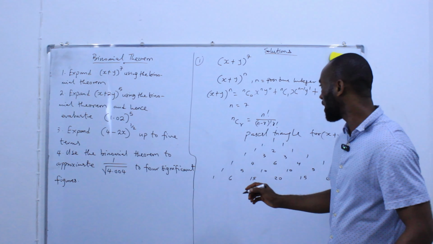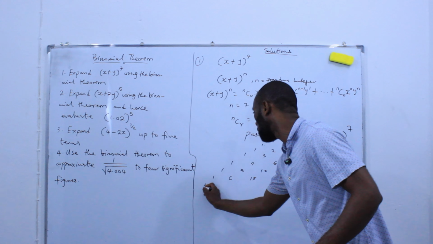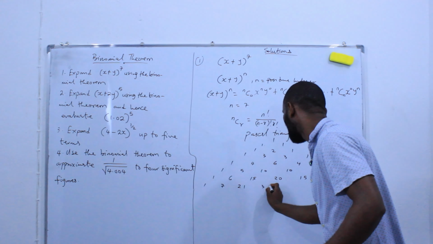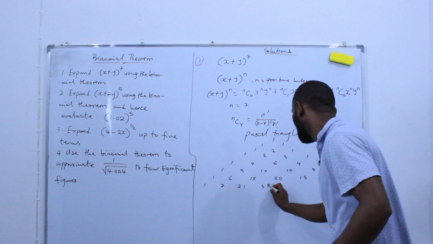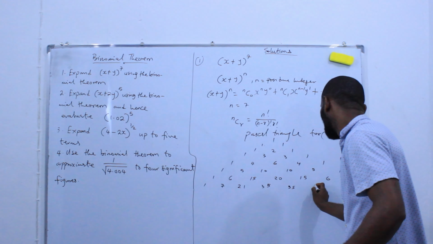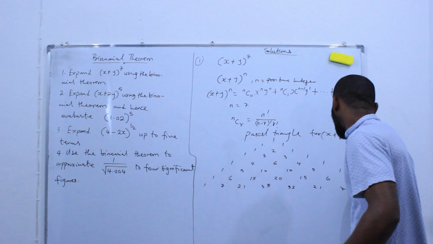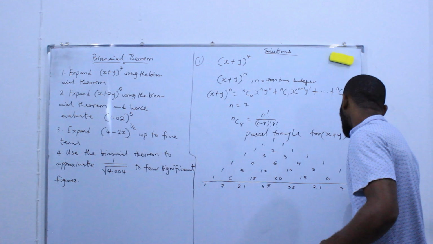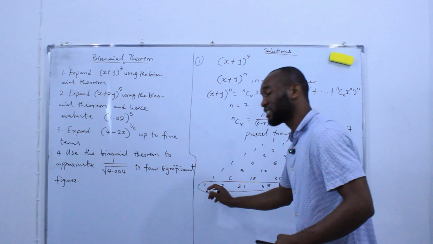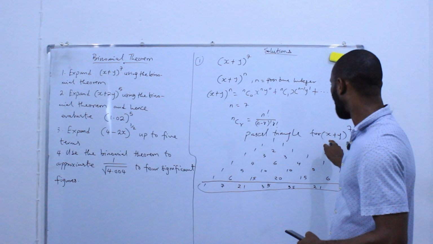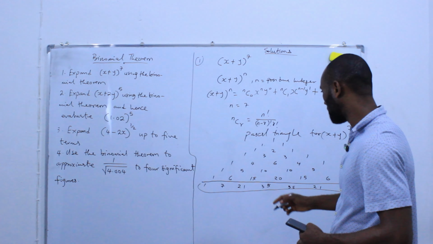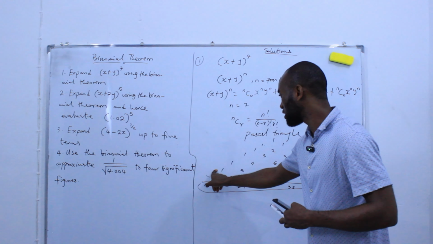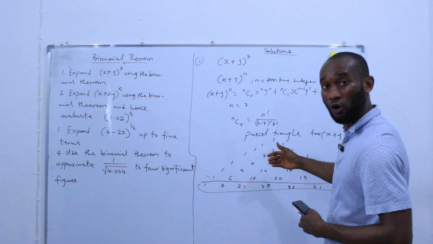Finally, for x plus y raised to power 7, you have 1, 7, 21, 35, 35 again, 21, 7, and 1. Now the last one is what we are going to use, which is the binomial coefficients for x plus y raised to power 7. This is the binomial coefficient for x plus y raised to power 6. This one is for x plus y raised to power 5, and so on.